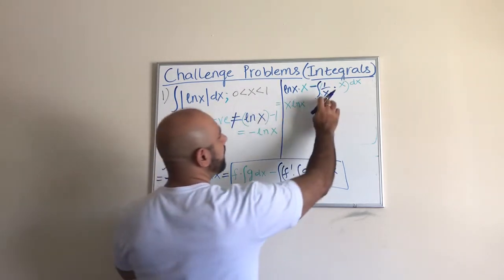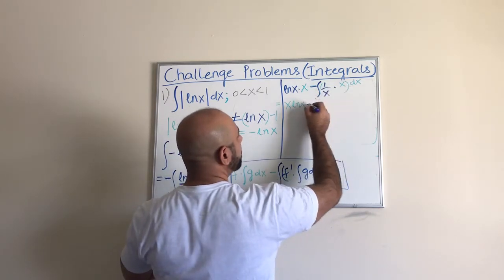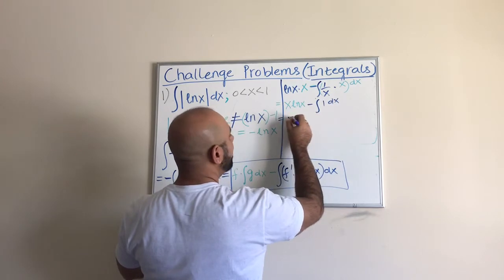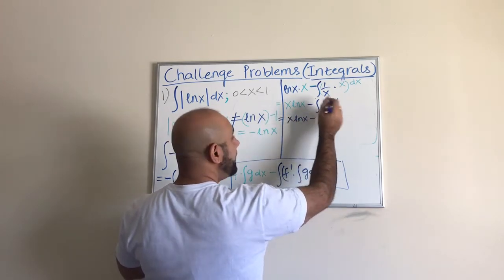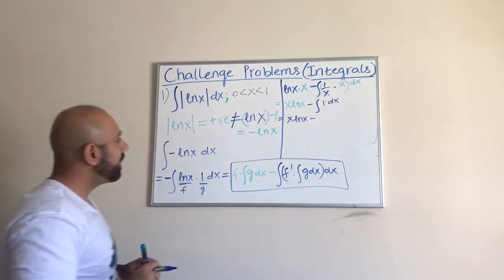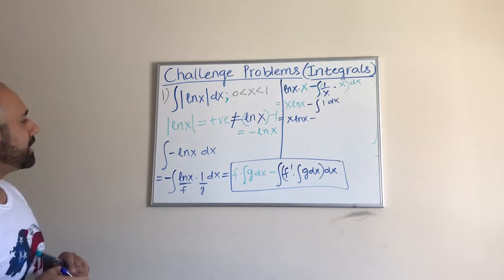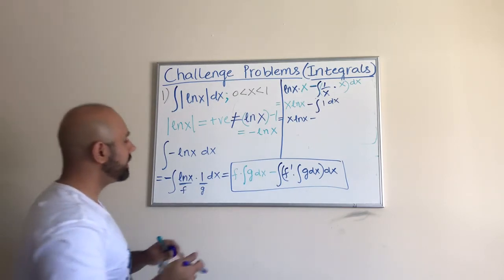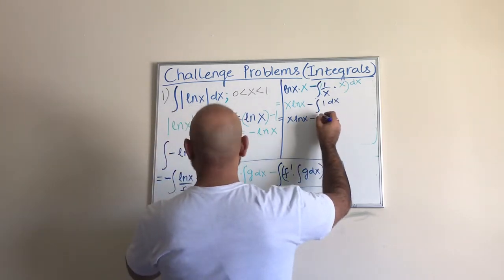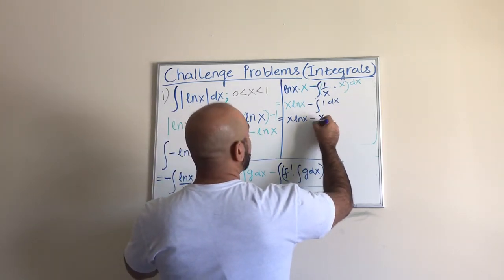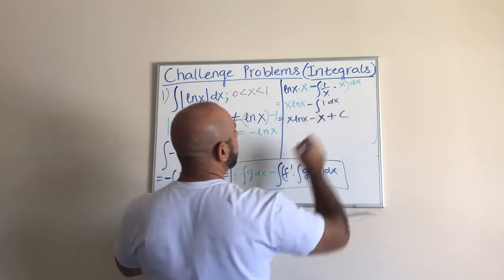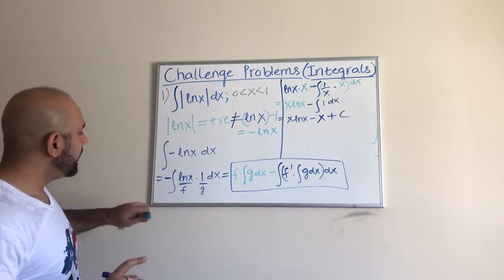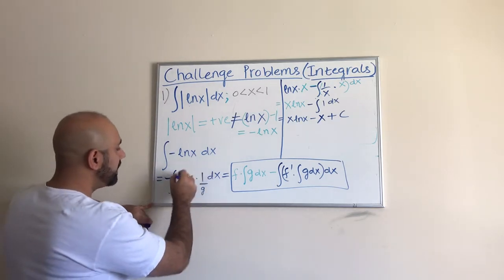And this right here, the second piece, the x's will cross out, so it is just minus integral of 1 dx. So it just simplifies, it's x ln of x, minus integral of 1 dx. Guys, integral of 1 dx is what? Integral of 1 dx is simply x, right? And then there's a plus c. Okay, so that is the integral of ln of x times 1, right?